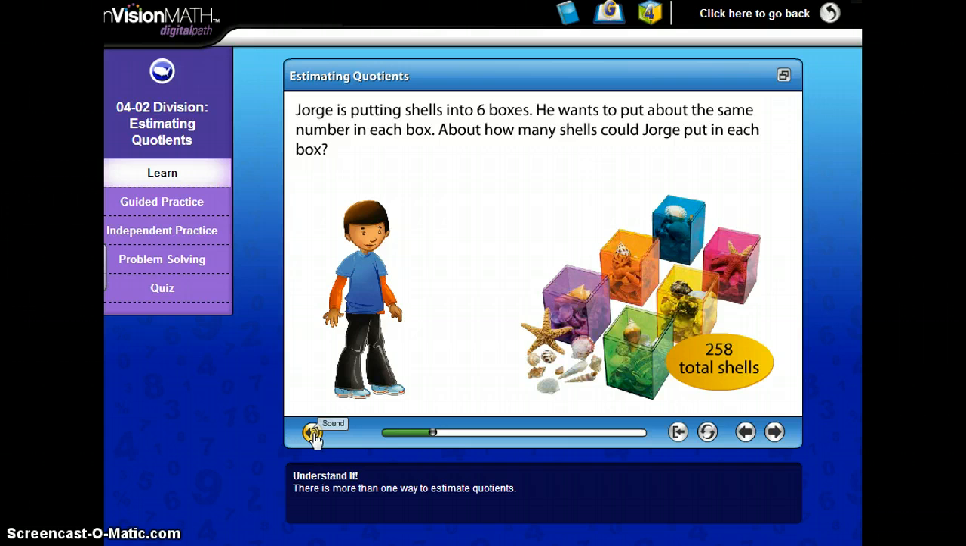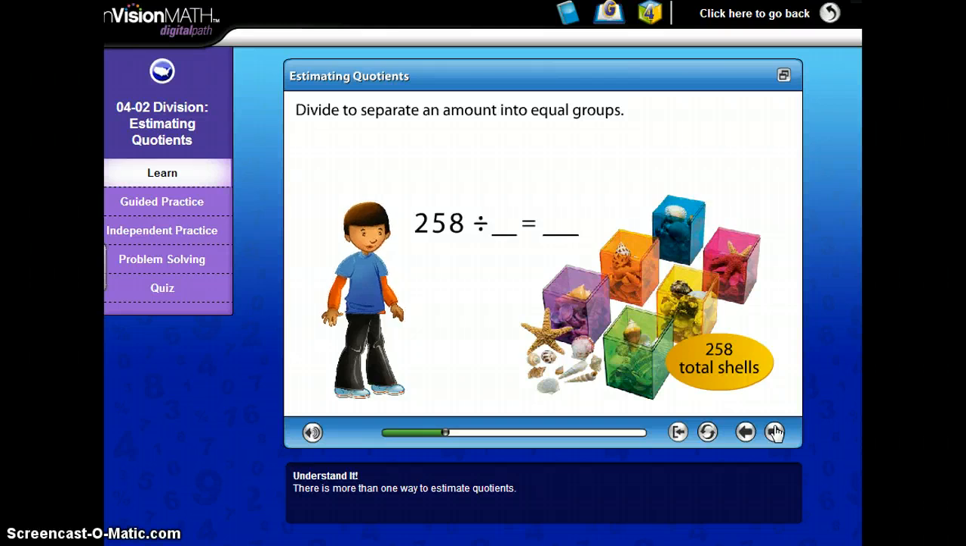So we have 258 total shells and we need to fit them into 6 boxes. The key word here is the word about. We want to know about how many, not exactly how many. So we are going to divide and separate these into equal groups. One way to divide is by rounding or changing our number to make it work better.